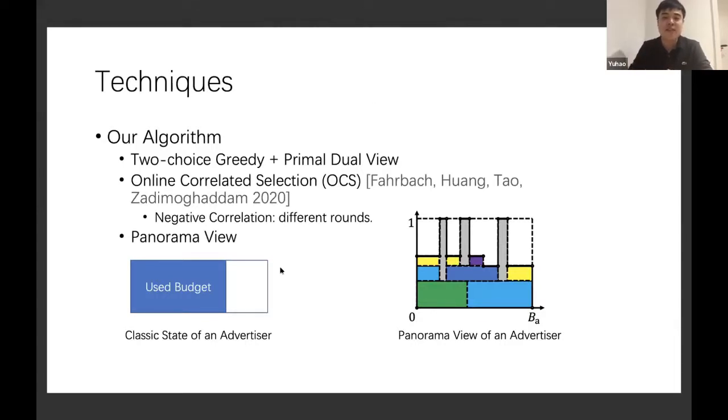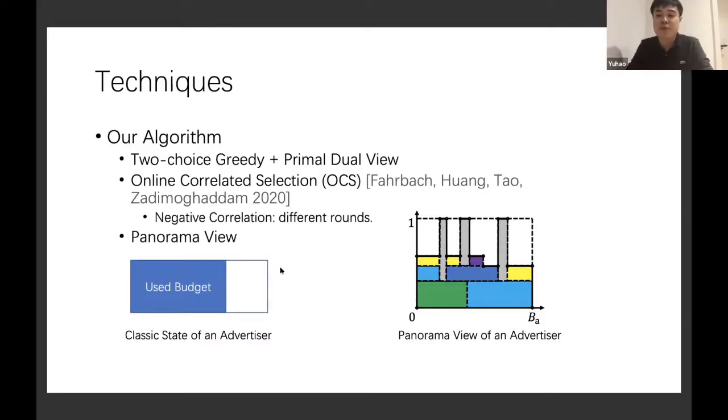And the third thing is the panorama view. It is actually another viewpoint to describe the state of an advertiser. Naively speaking, to describe the state of an advertiser, we need to know how much budget it has used and how much budget it has remaining. Right? If it's a randomized algorithm, it should look like this: with some probability, the budget leaves some amount, something like that.